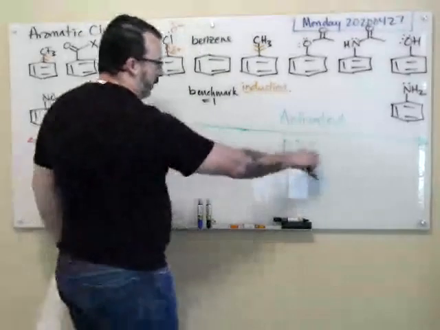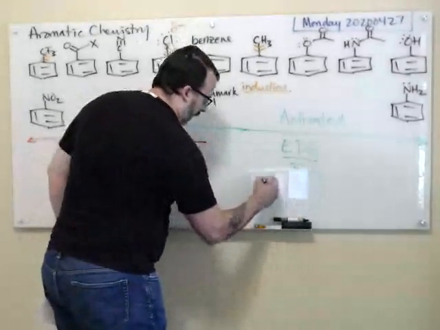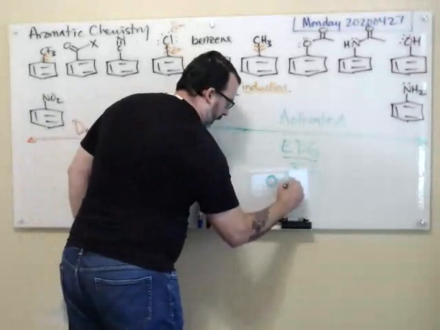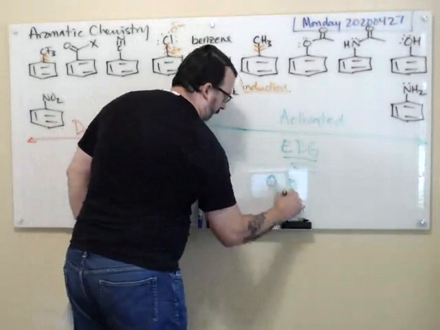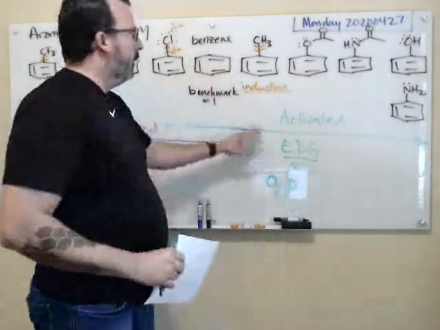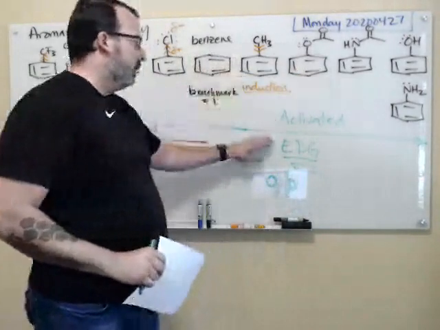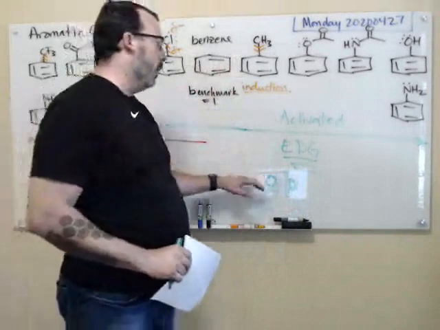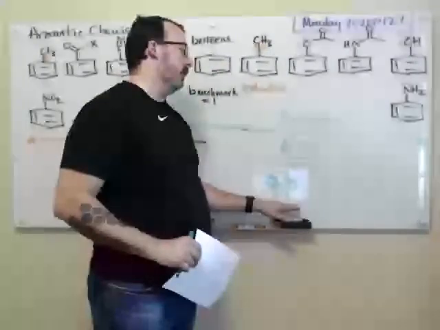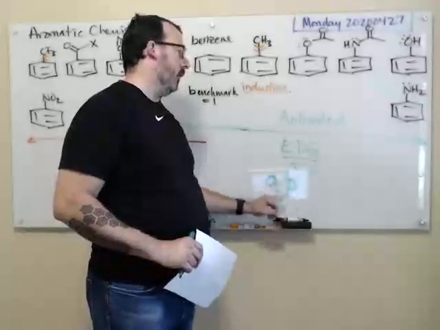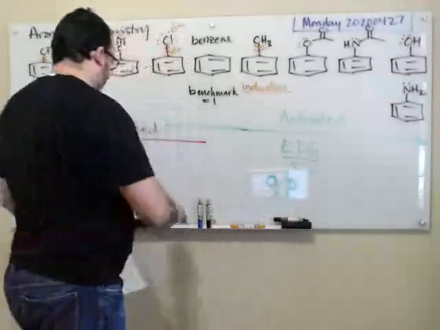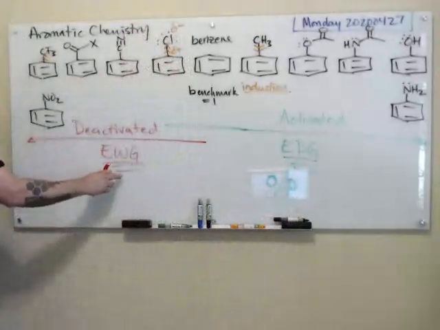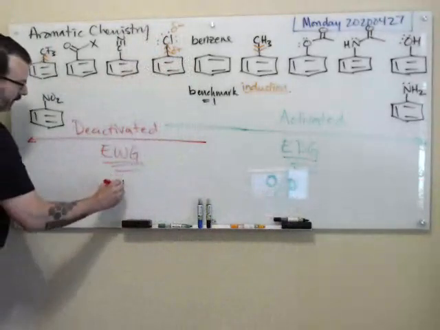Electron donating groups that you see will direct the second substitution to the ortho and para positions. So ortho, para. Electron withdrawing groups direct a second substitution to meta.